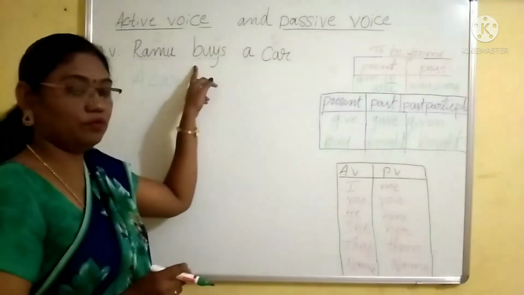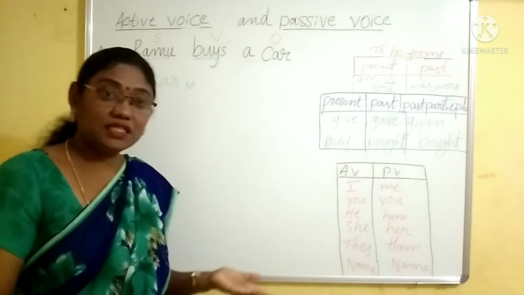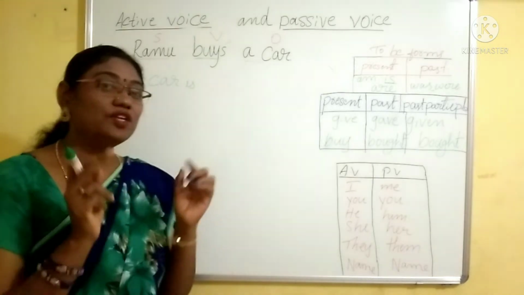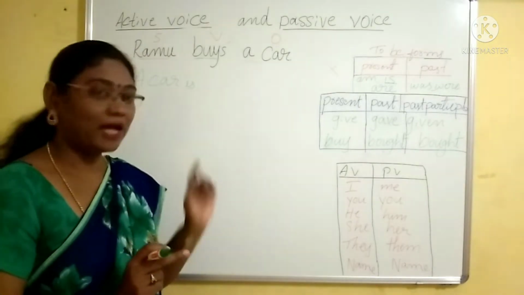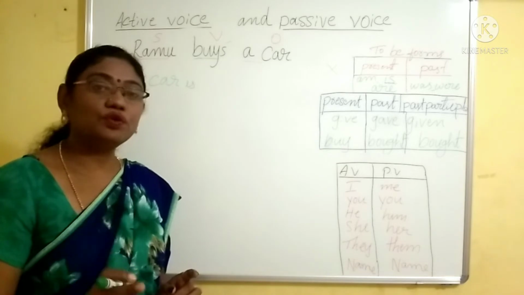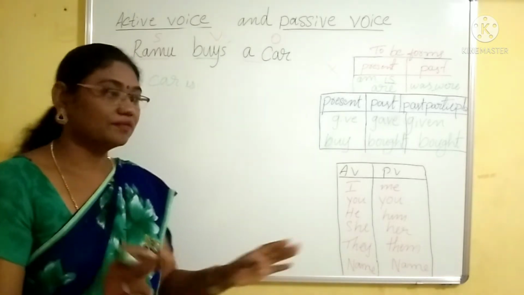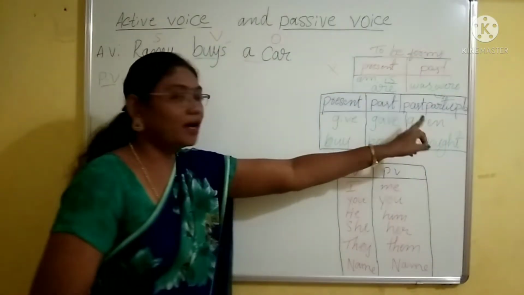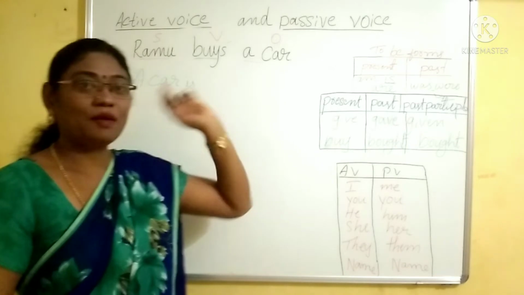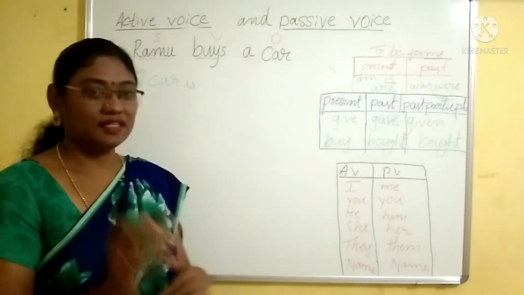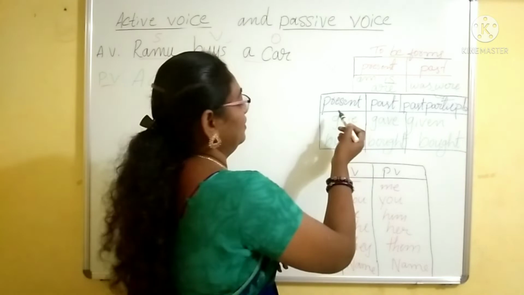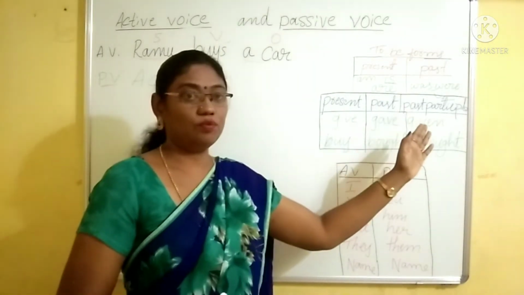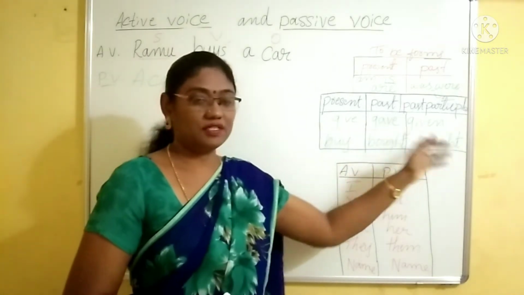Okay. A car is, and now the most important thing is, whatever is there in the verb, it can be present tense or past tense, but when you are going to change into passive voice, you have to use only V3, the past participle. That's why I already wrote on the board: present tense, past tense and past participle. These are the three forms of verbs, right?